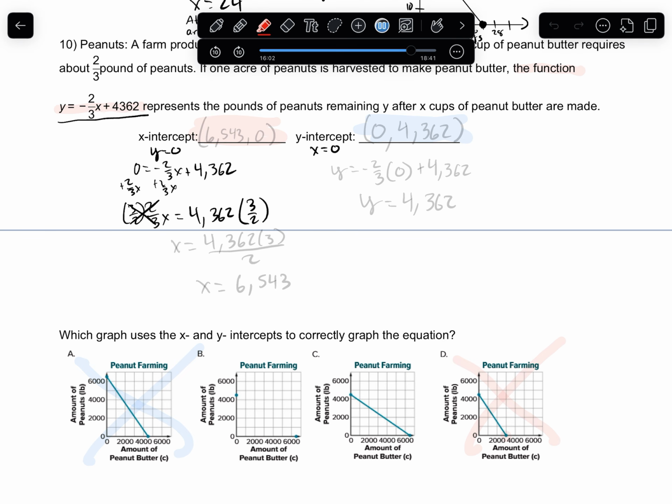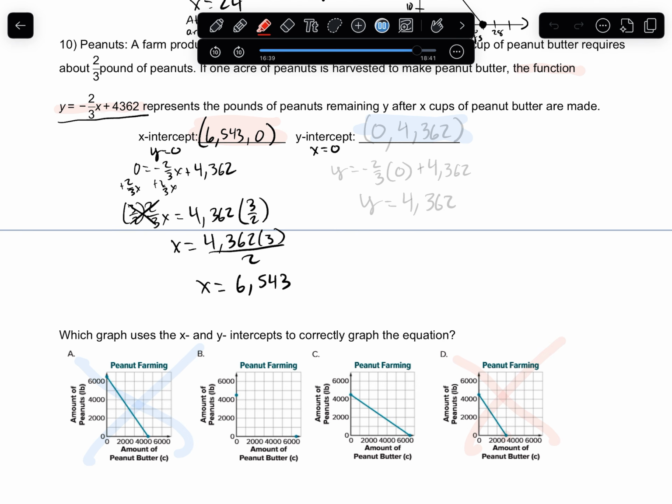And then just for the sake of it, I'm just gonna use my calculator because I cannot do this in my head. So then x equals 4,362 divided by 2 makes 2,181. Times that by 3 gives us 6,543. So when y equals 0, x equals 6,543. So my ordered pair would be 6,543, 0.